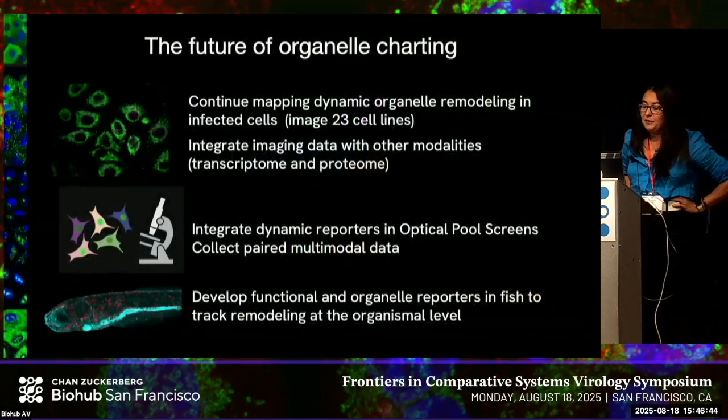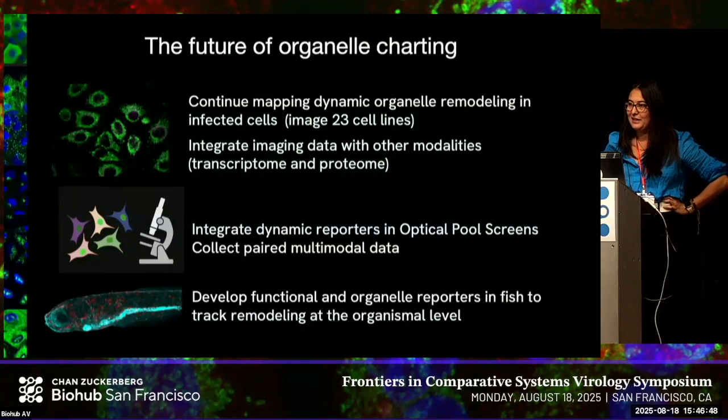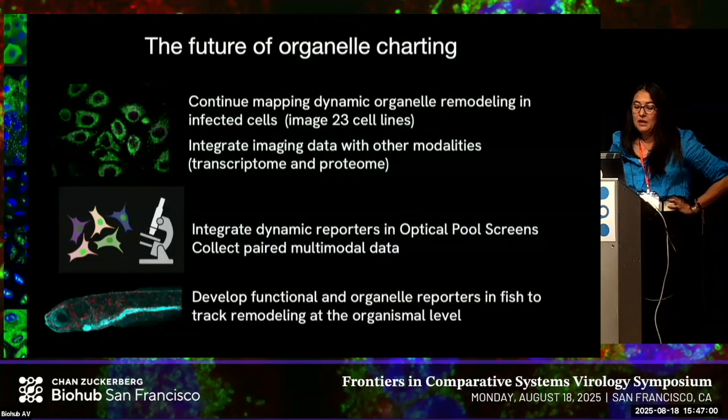So where are we going to go from here? Well, we want to finish imaging all these cell lines. It's a huge effort, but we already have 3 different organelles that we are modeling right now, and the idea is that we continue this process with the 23 cell lines that I mentioned.